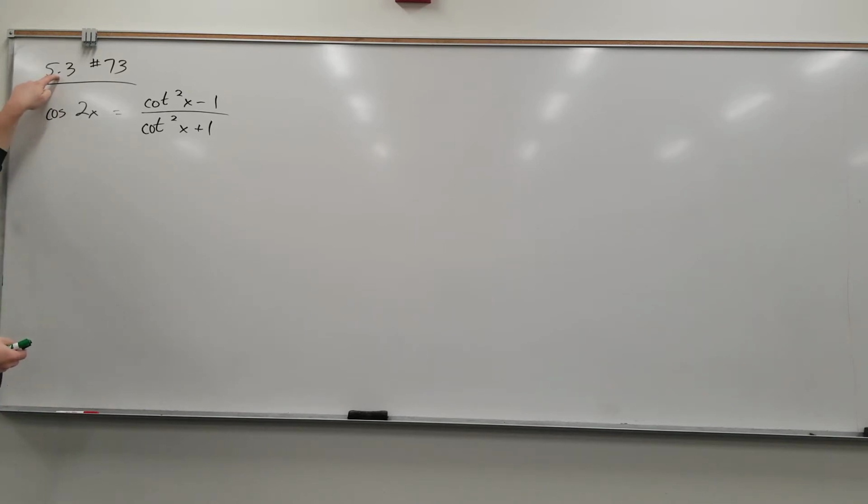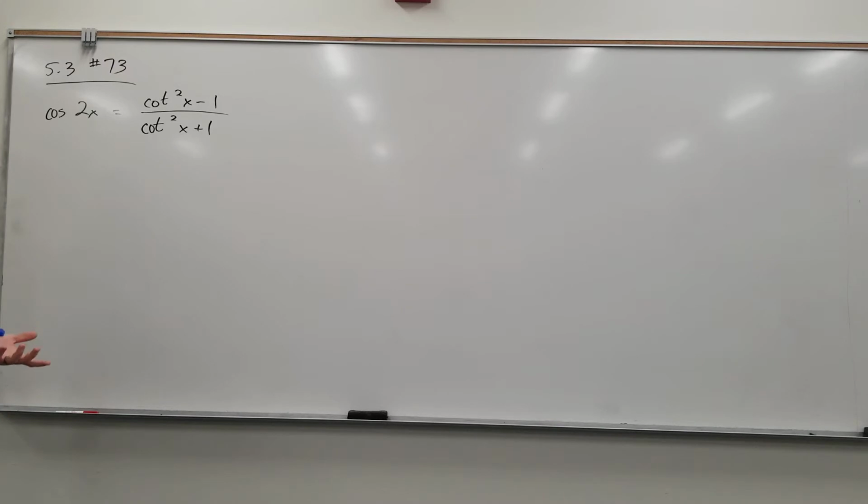Back in 5.3, the only tool we had besides the fundamental identities was the sum formula for cosine, the sum and difference identity for cosine. Actually, just for cosine, in fact. But the problem gives you a hint. It says cosine 2x is the same as cosine of x plus x.